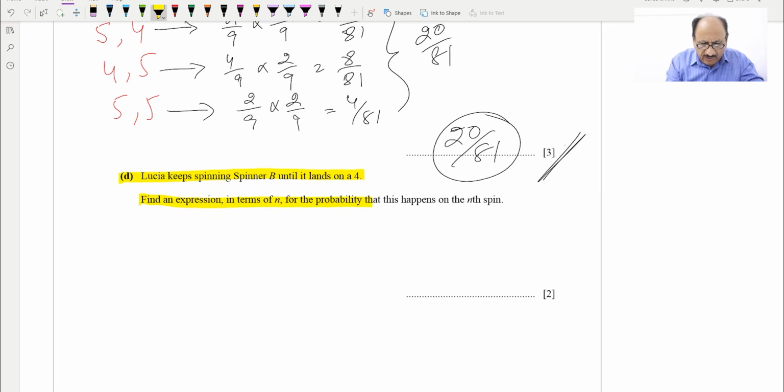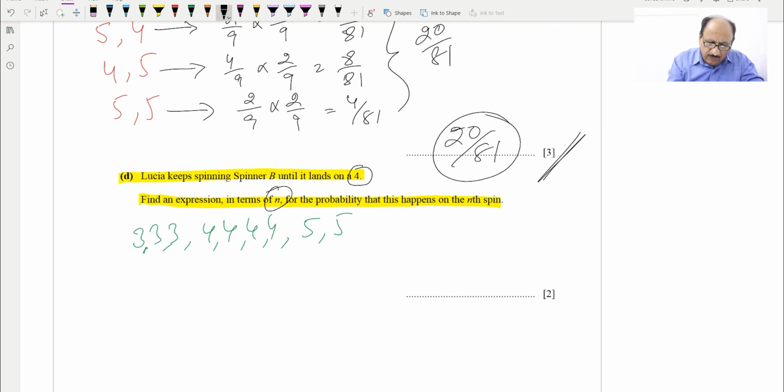Find the expression in terms of n for the probability that it happens on the nth spinner. So we have these options. 3 is 3 times, and what else? 4 is 4 times. These are the options available, and 5 is 2 times. So we will be spinning until getting 4. So maybe we are having n number of times.